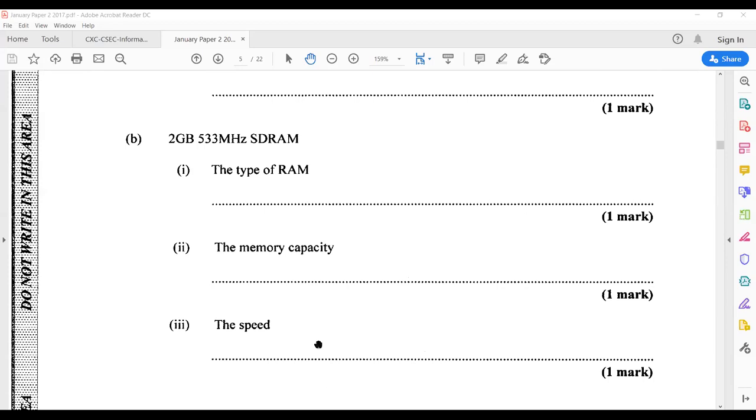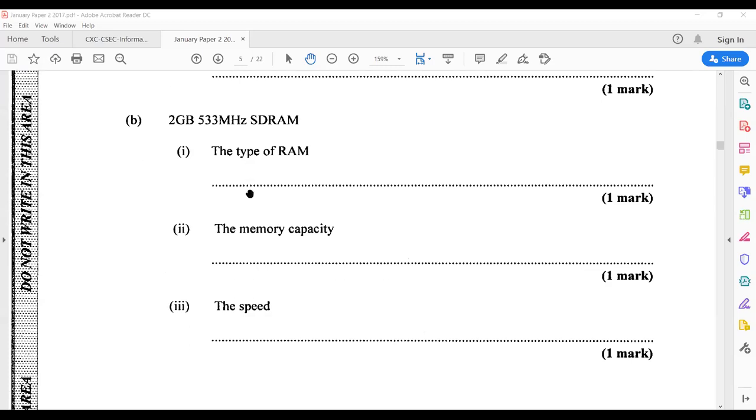All right, another component. 2 gigabyte, 533 megahertz SDRAM. Indicate the type of RAM, the memory capacity, and the speed. So say the answer. For part A or part B? For B, say the answer.